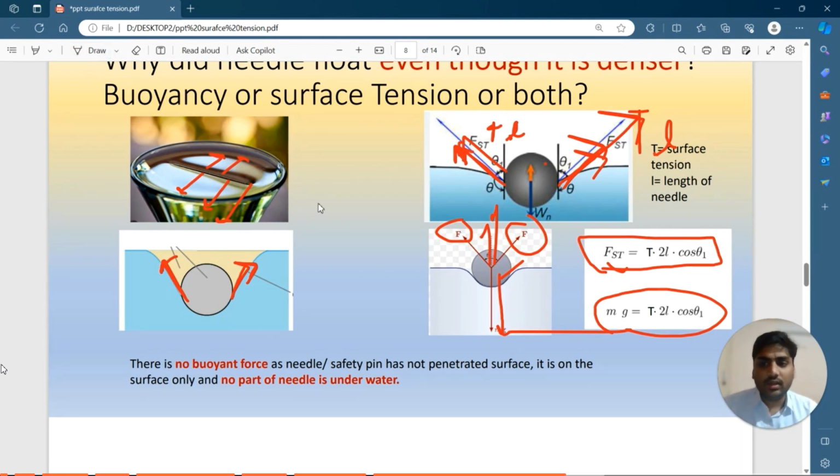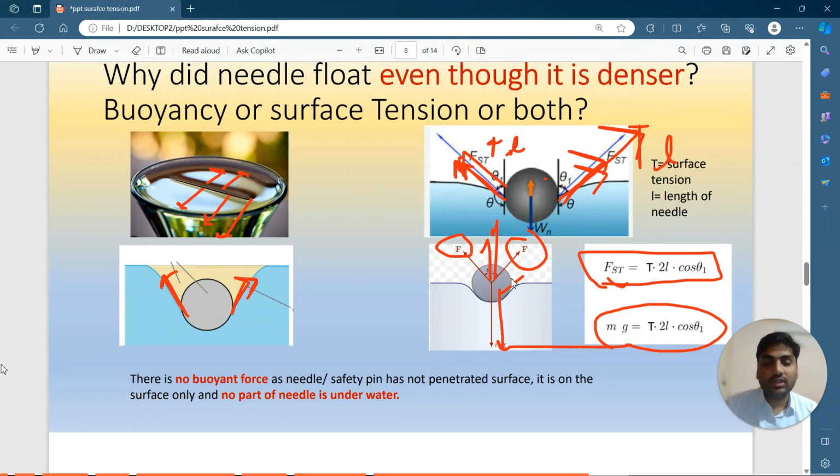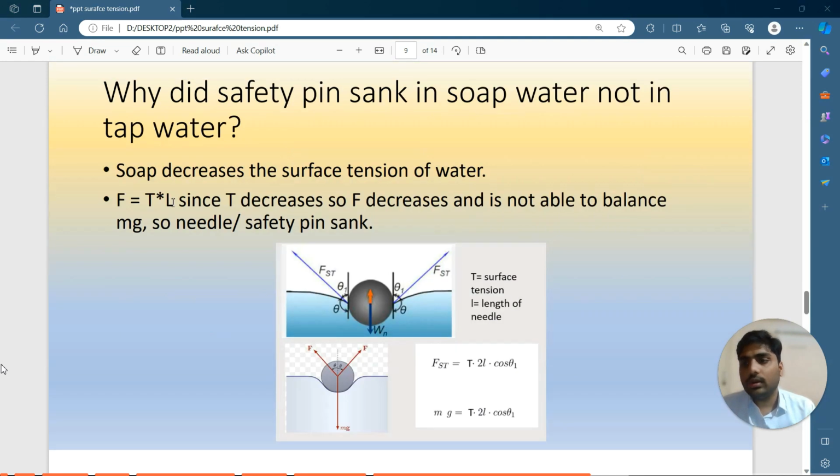Actually, it's not floating. In general, we use the term floating when a part of our object is inside the liquid, which has displaced the liquid, and rho V g is the buoyant force acting. So we say it is floating above the surface, floating inside, floating half sinking. But here that is not the case, because our needle has not even penetrated the surface. It is just above the water surface, no part of it is inside. So what force has balanced it then? The surface tension. Can you now think about it?